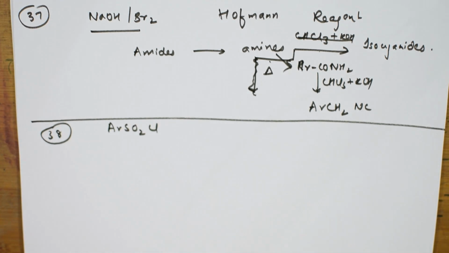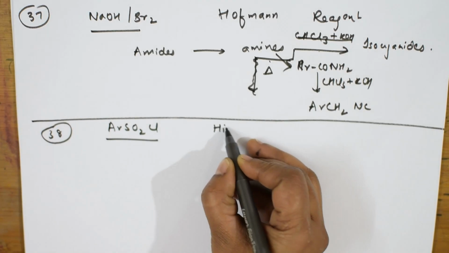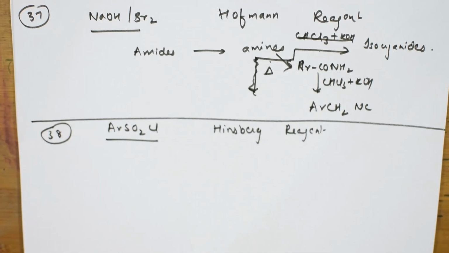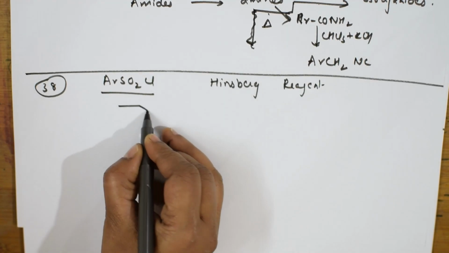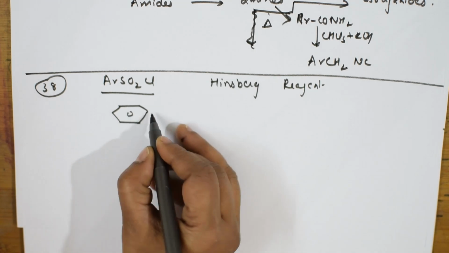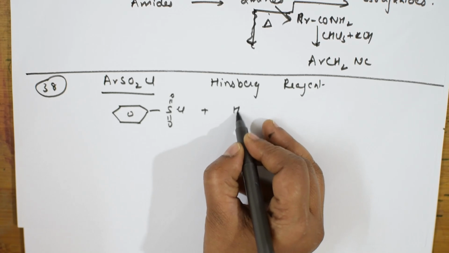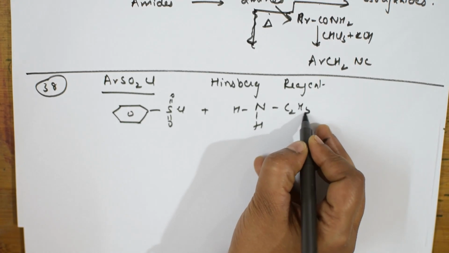One more reagent which I would wish to mention is ArSO2Cl. What is the name of this reagent? The name of this reagent is Hinsberg reagent. This is Hofmann reagent. This is Hinsberg reagent. What does it do? Hinsberg reagent basically converts. Just see. Let us write this formula. What does it convert? Let's see. This is your Hinsberg reagent, ArSO2Cl, plus this is your primary amine.